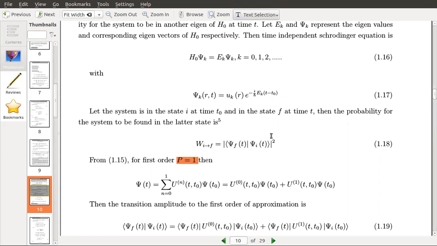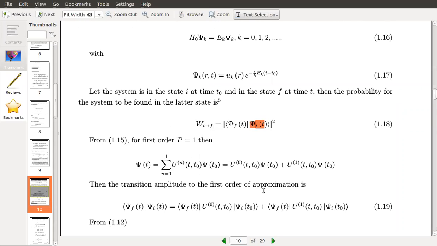Clear answer. So this is the definition of transition probability. Final state, initial state, scalar product, then expectation value, then modulus square is the probability density or transition probability between two different states. Now put P equal to 1, first order perturbation.